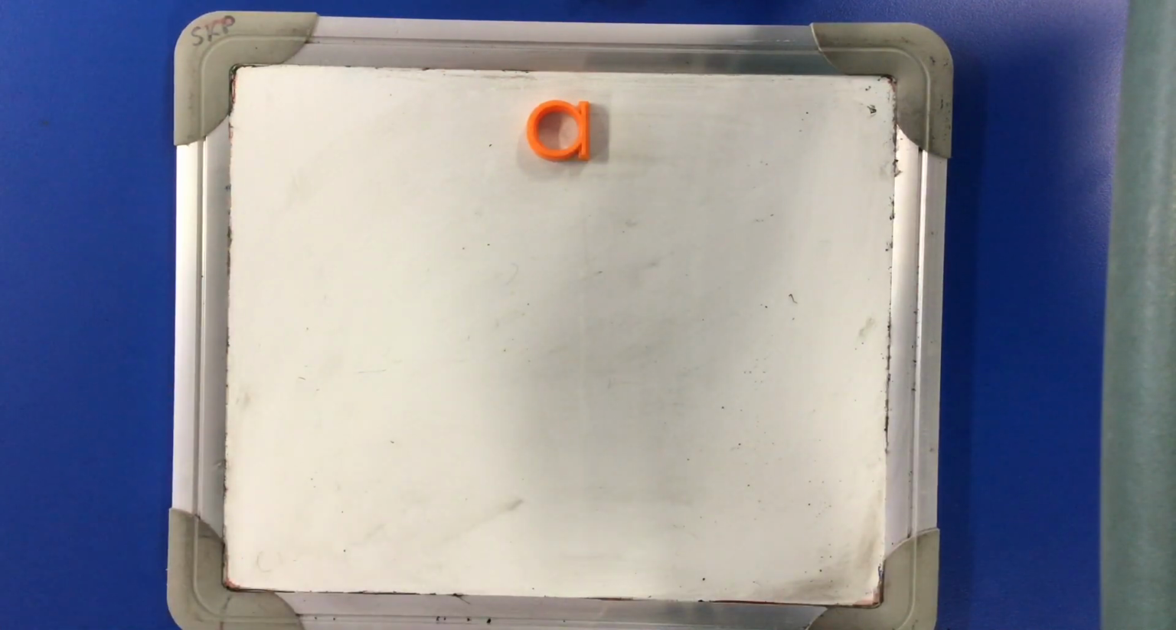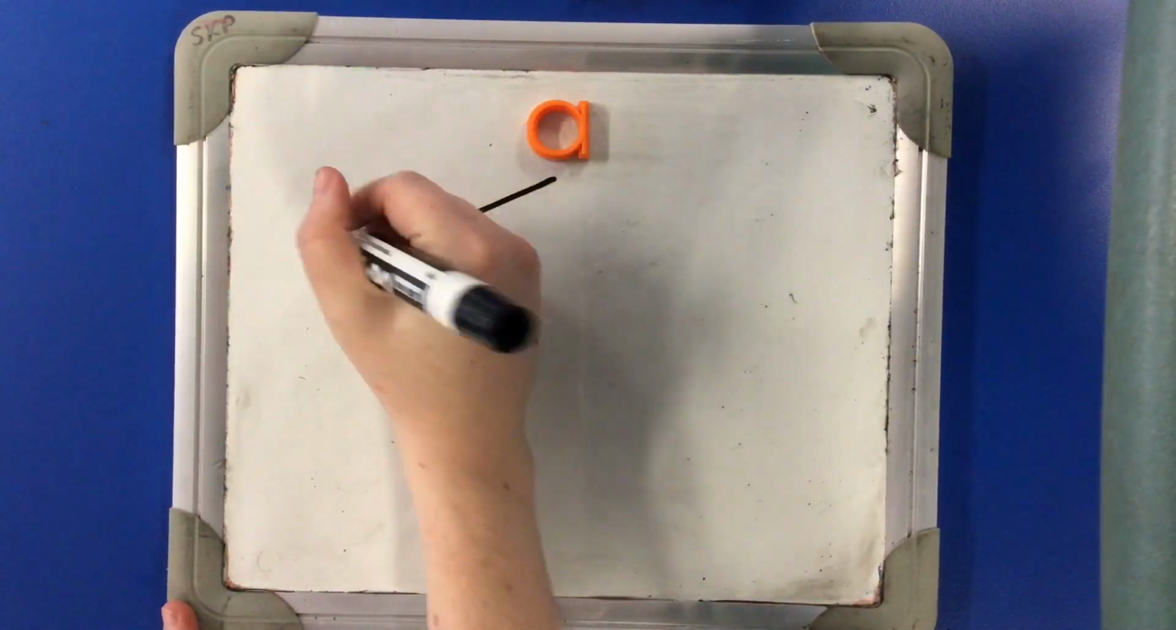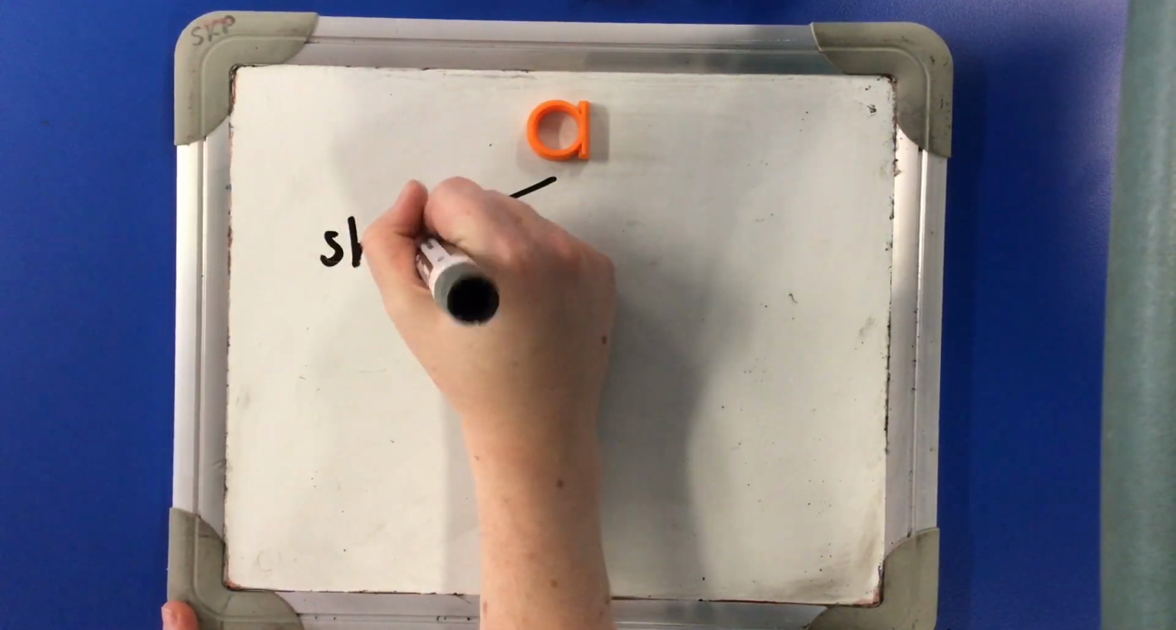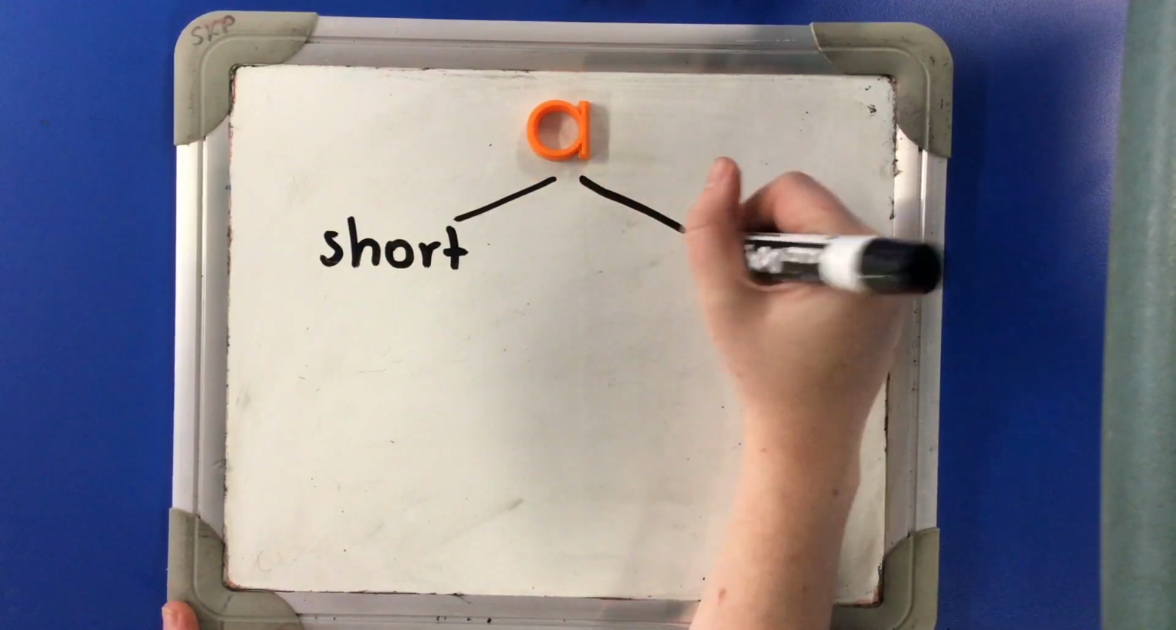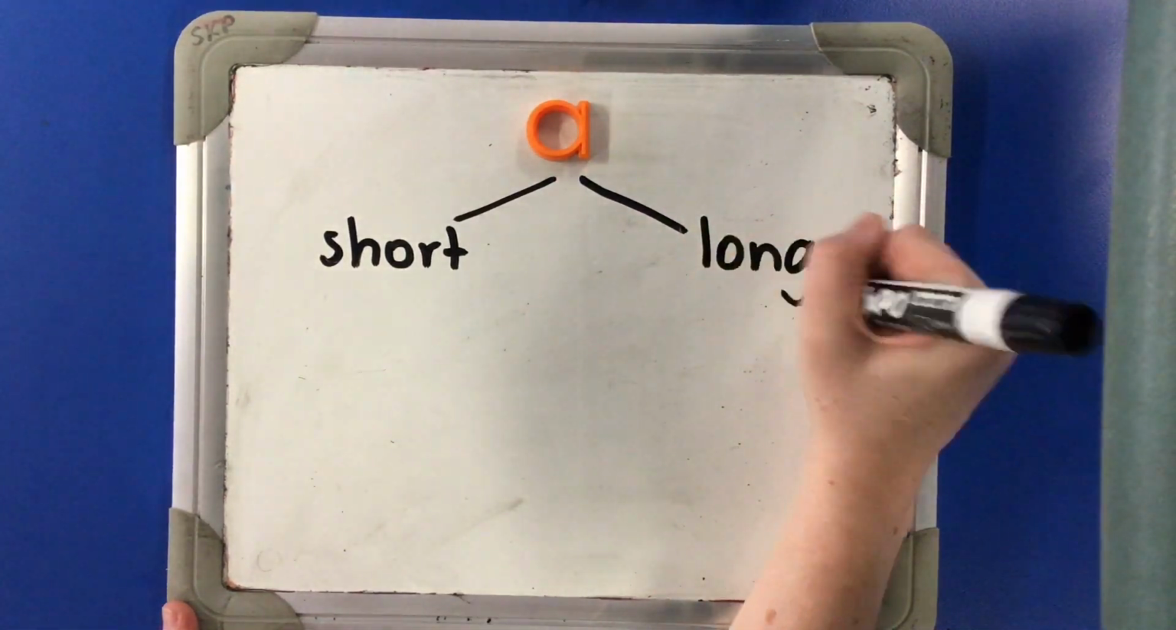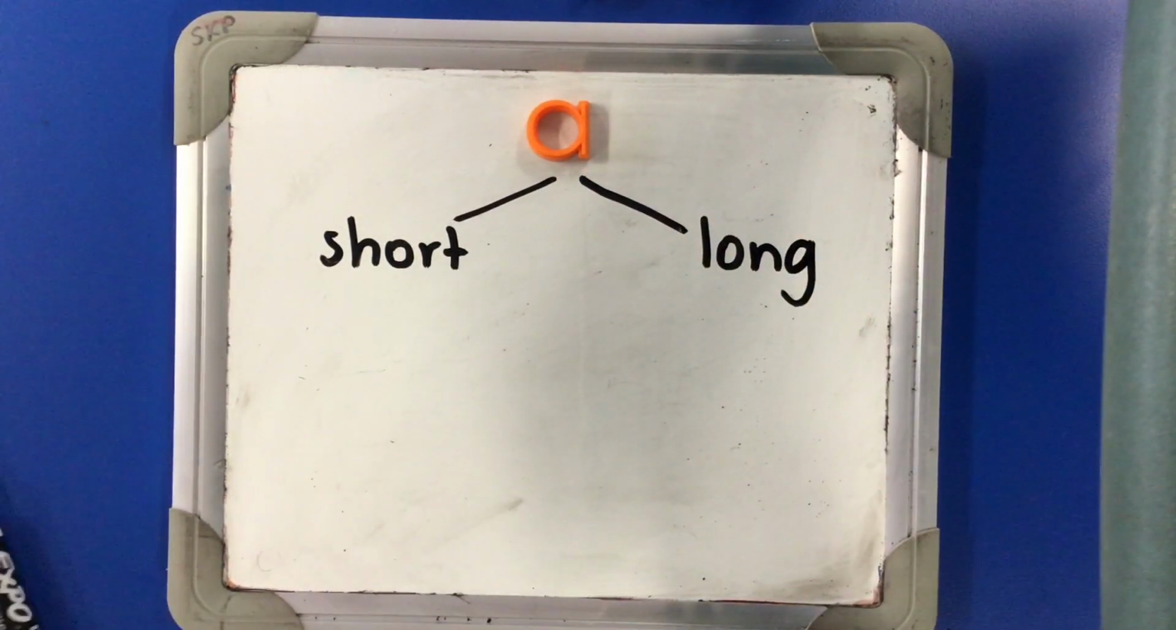In term 1, we talked about how vowels have 2 sounds. They can make a short sound and a long sound. The short sound that this vowel A makes is A, like in cat, like in hatch, and like in jam.